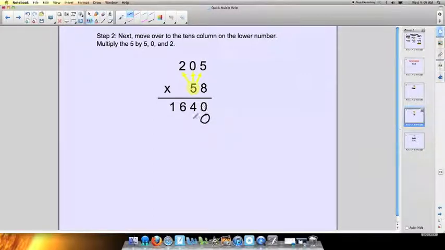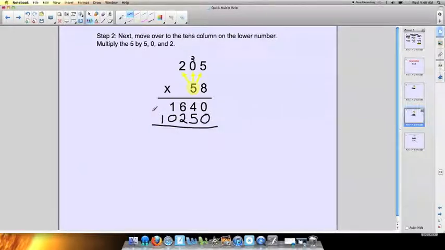5 times 5 is 25. 5 goes below, and just like earlier, the 2 goes above. Now I can do 5 times 0, which is 0, and then add the 2 back in. My 2 is going to go right there. Then I can do 5 times 2. 5 times 2 is 10. Once again, there's no number in the thousands place, so I can just write the 10 underneath.